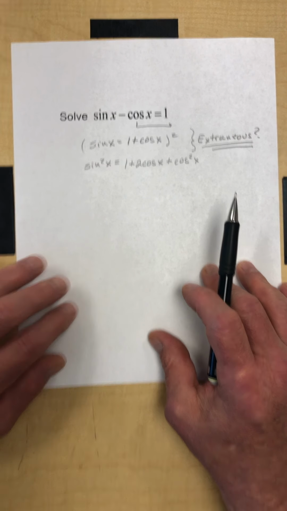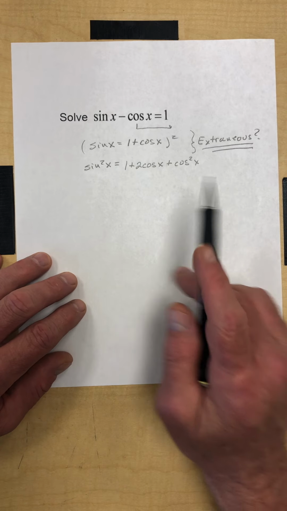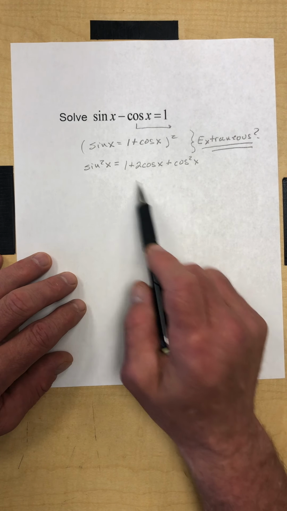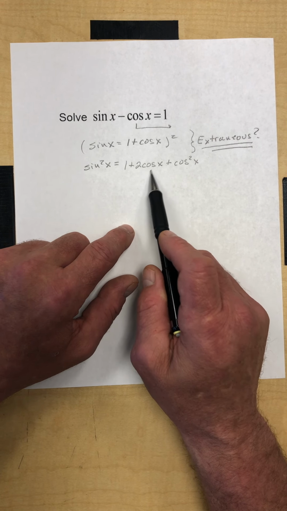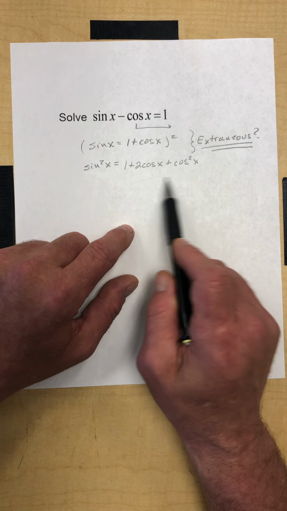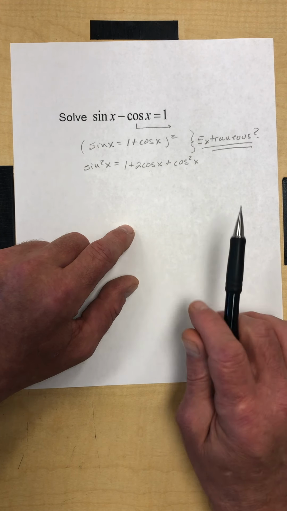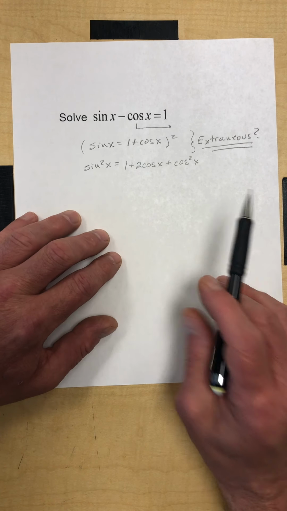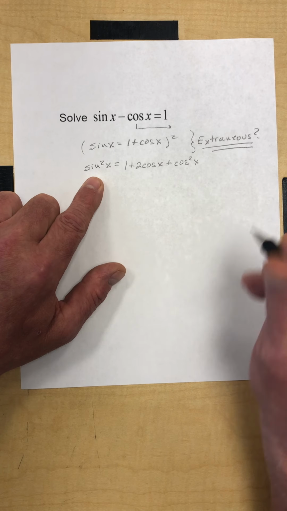So I take a look at this, and I say, okay, what am I going to do with this? Notice over here on the right-hand side, I've got something that acts as a quadratic term in cosine, and something that acts as a linear term in cosine. So over here on the right-hand side, I've got to be thinking, well, I might have some sort of factoring pattern in cosine. So why not get rid of the sine squared?